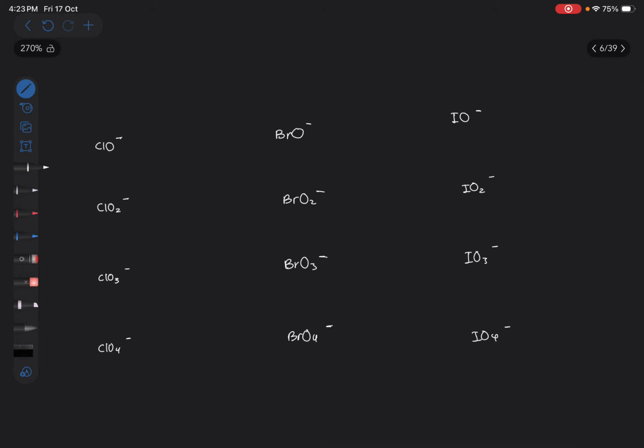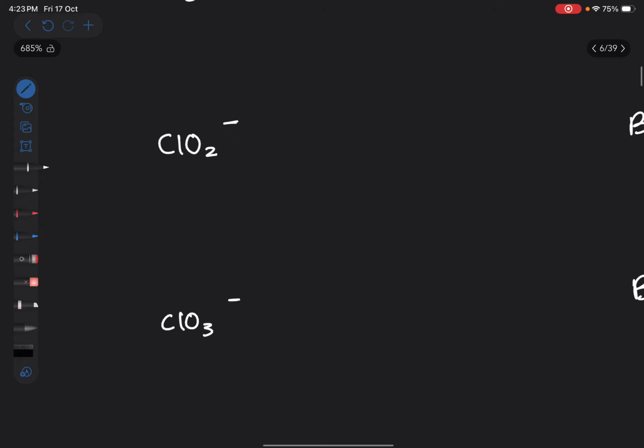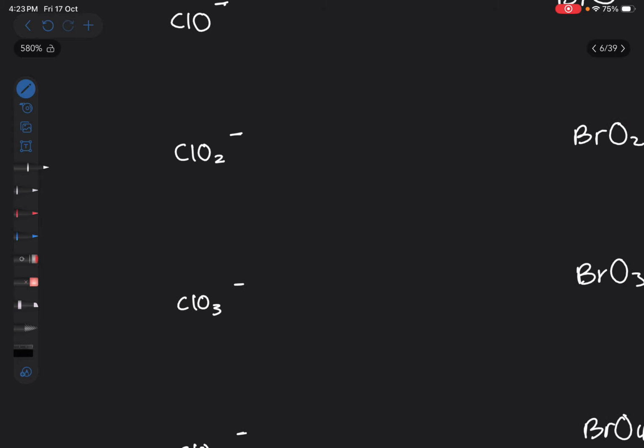Now, to the naming part. I'll start from these two, the ones that have 2 and 3 oxygen atoms. The ones that have a smaller number of oxygen atoms, I'll give them a suffix of "ite" because they are smaller. I remember it by "cute". It's cuter than "ate". "Ate" means something big. "Ite" means something small. Cute. So "ite", small, cute. So we have chlorine, Cl.